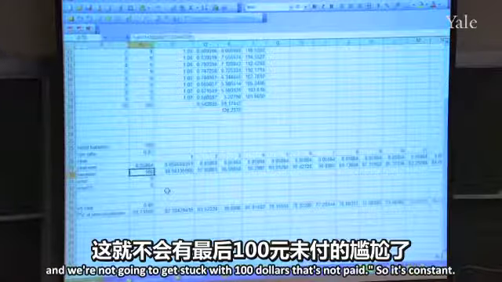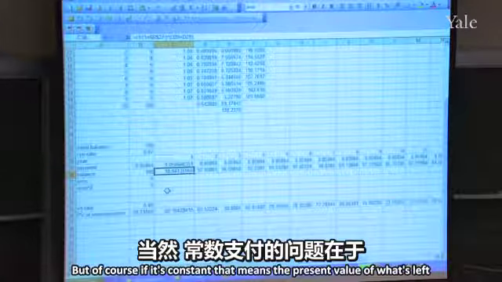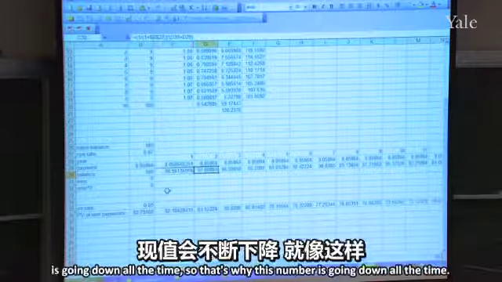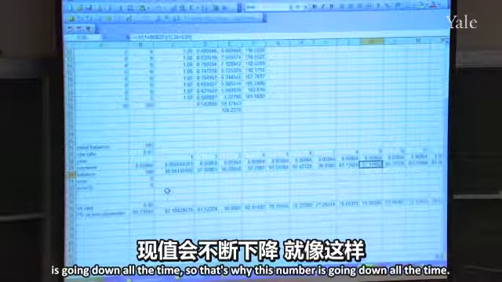So it's constant. But of course, if it's constant, that means the present value of what's left is going down all the time. That's why this number is going down all the time.